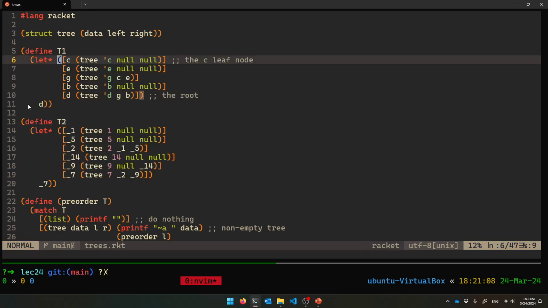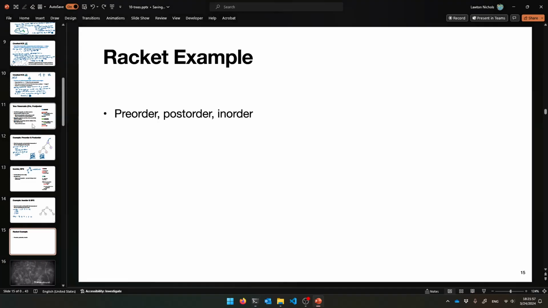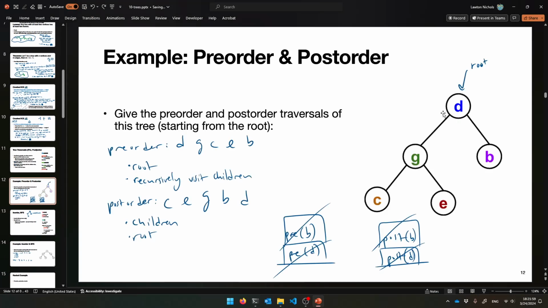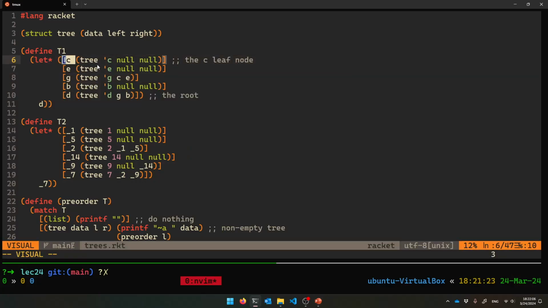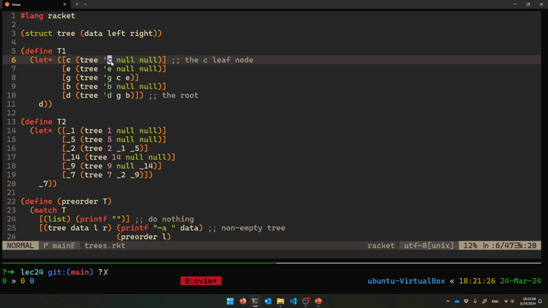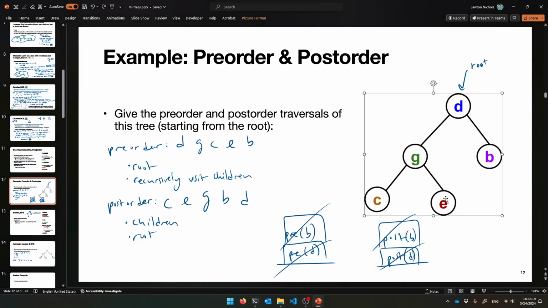Let me show this to you. Where's the first tree? The tree that I'm making is this exact tree right here, where D is the root. So I'm making some nodes. I'm making the leaves first. The C node has C as the data, and null left and right children. E, again, E is the data, null left and right. G is the tree node with C and E on the left and the right.